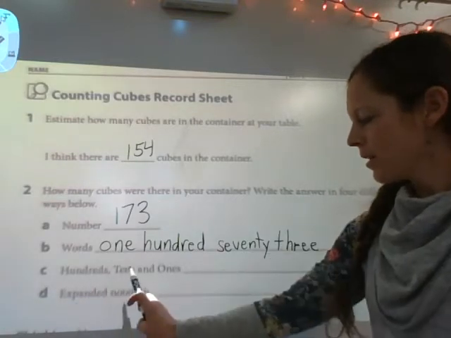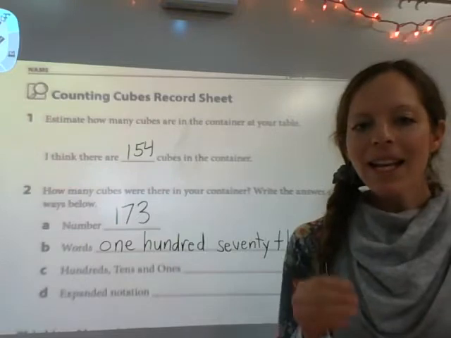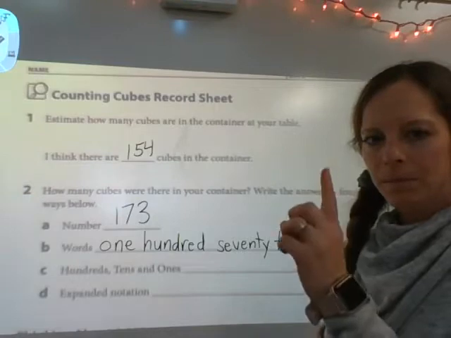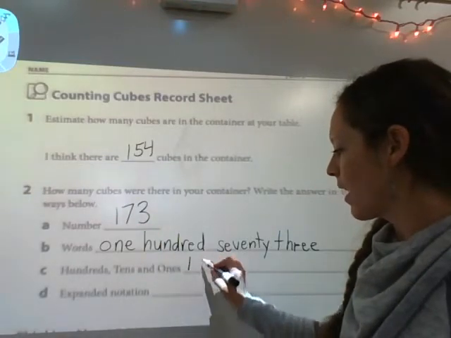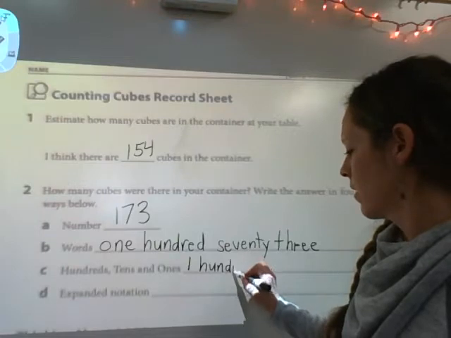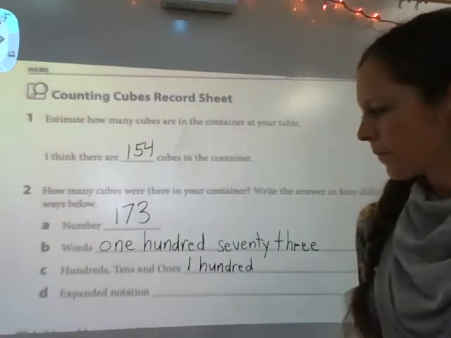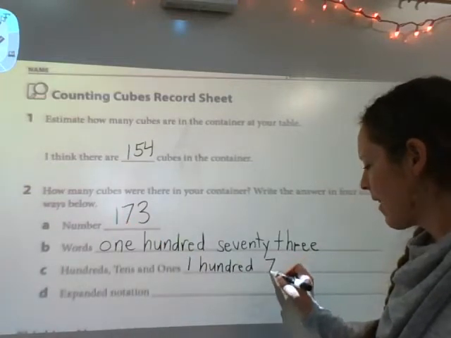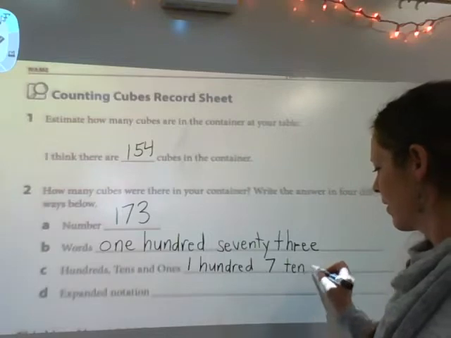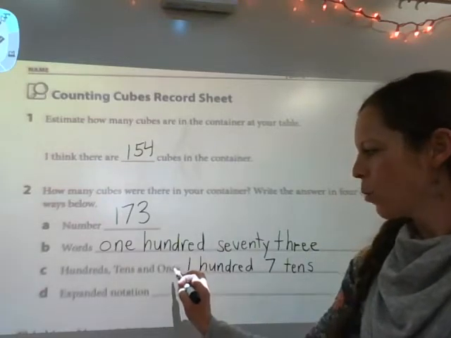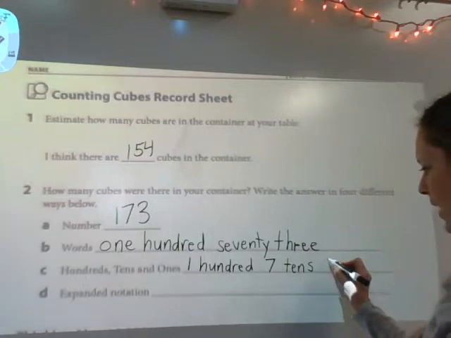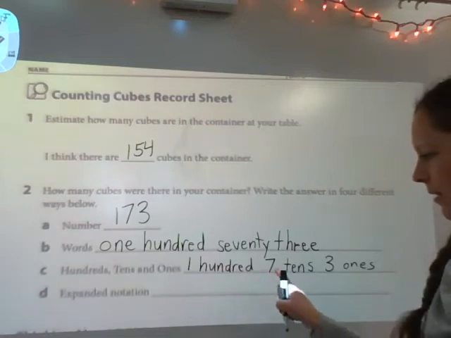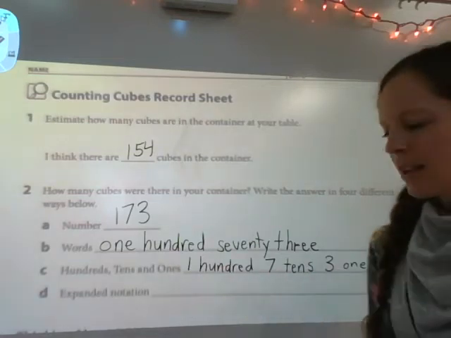What this means, hundreds, tens, and ones, is how many of each. So for our number, how many hundreds do we have? 1. So we're going to write 100. How many tens do we have? There are 7. So I'll write 7 tens. And then how many ones? There are 3. So 3 ones. 100, 7 tens, 3 ones.